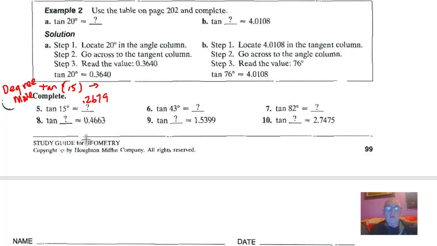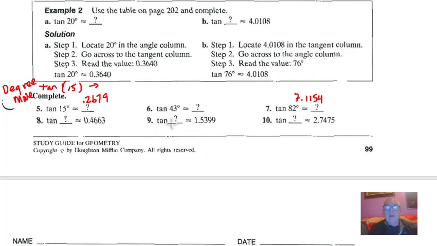Let's look at number 7, tangent of 82. Using the table, we go to the third column, down to 82 degrees, and that's 7.1154. So if you're using a calculator, make sure that your calculator gives you tangent of 82 is 7.1154, or also practice using the table.